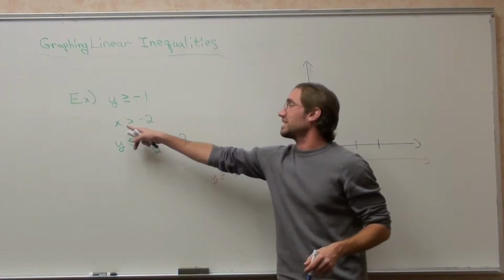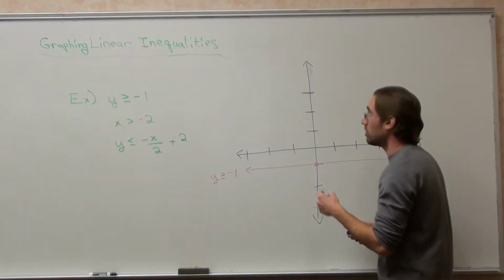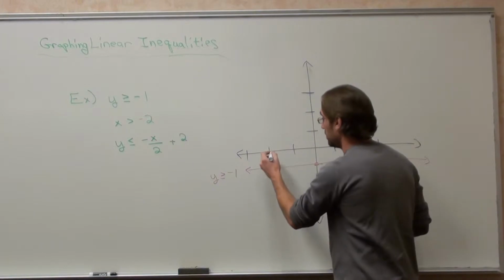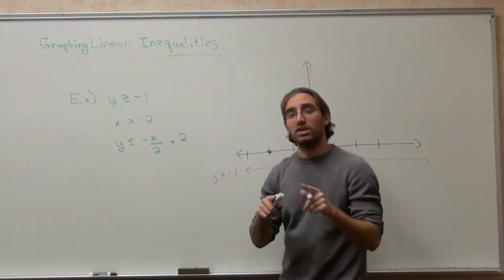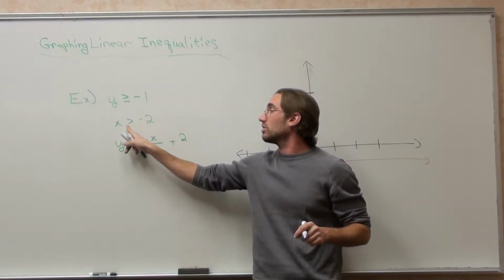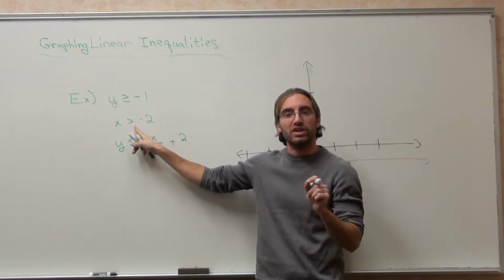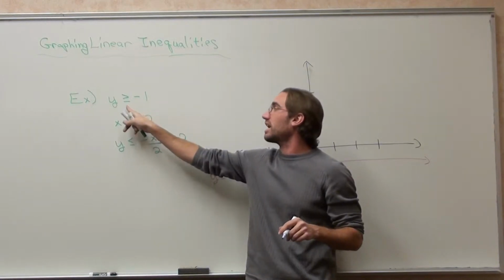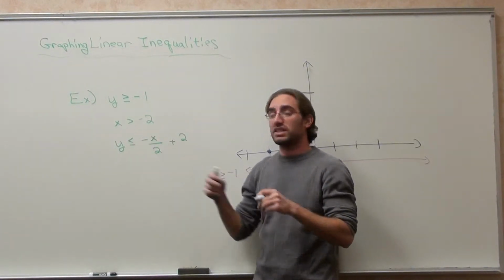Next one I'm going to do in blue, and that's x is greater than -2. So I'm going to go to the x-axis at -2, and it's a vertical line, but it's a broken vertical line because there's no little equal under the inequality, so it's broken. If it has a line underneath, it's solid. If it doesn't, it's broken.